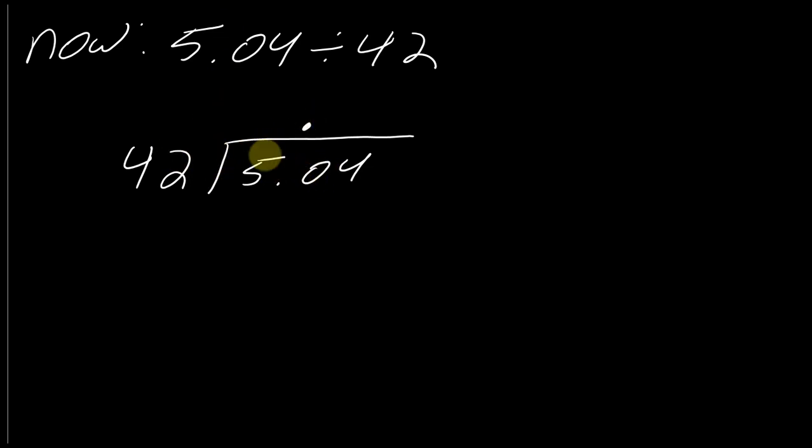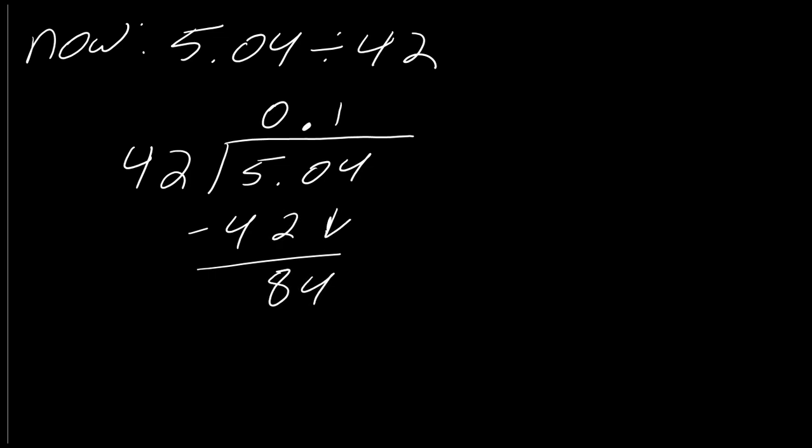So 42 does not go into 5, so that's going to be a 0. And then we repeat the process. So how many times does 42 go into 50? So don't think of it as 5.0, think of it as just 50 and go that way. So then I can go ahead and subtract off the 42. Bring down the 4, that goes in twice. So the answer in this case will be 0.12.